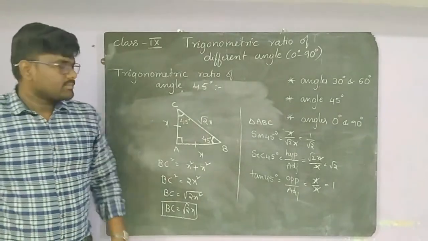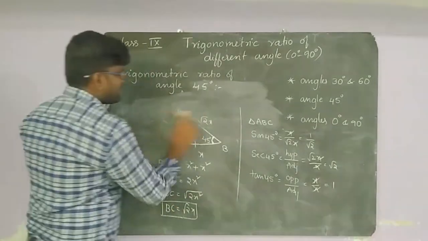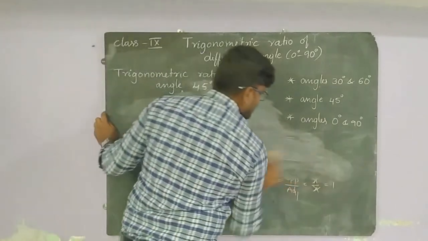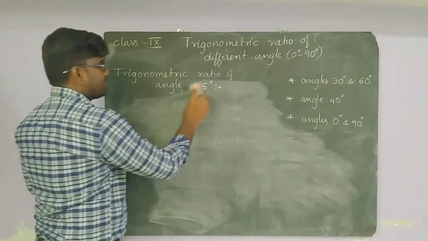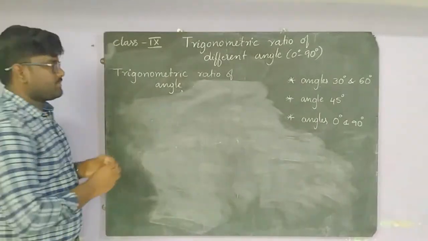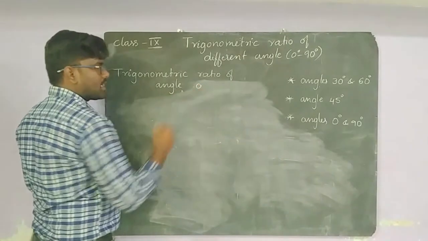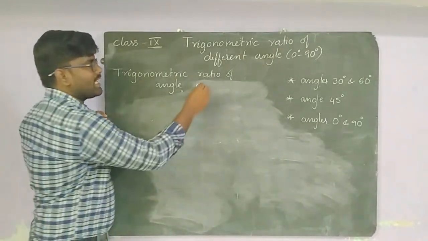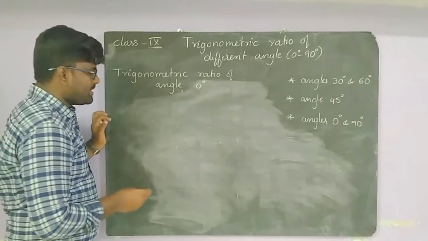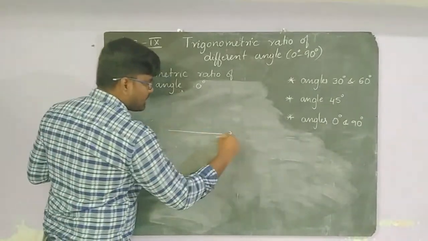Next, trigonometric ratios of values 0 degrees and 90 degrees. Okay, first we can discuss 0 degrees. For this 0 degrees and 90 degrees, we need a little bit of imagination.